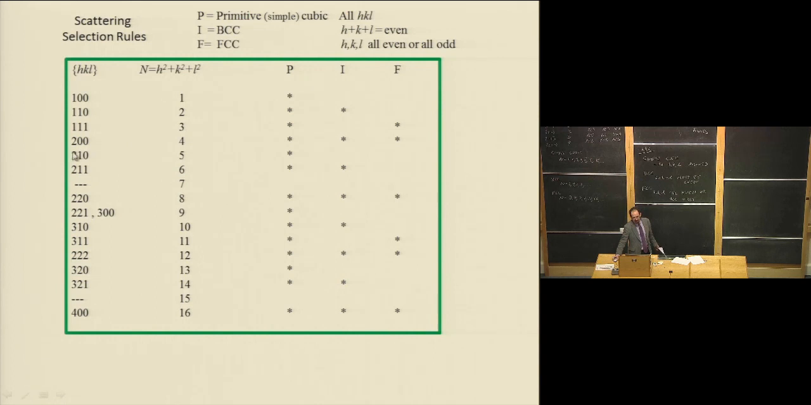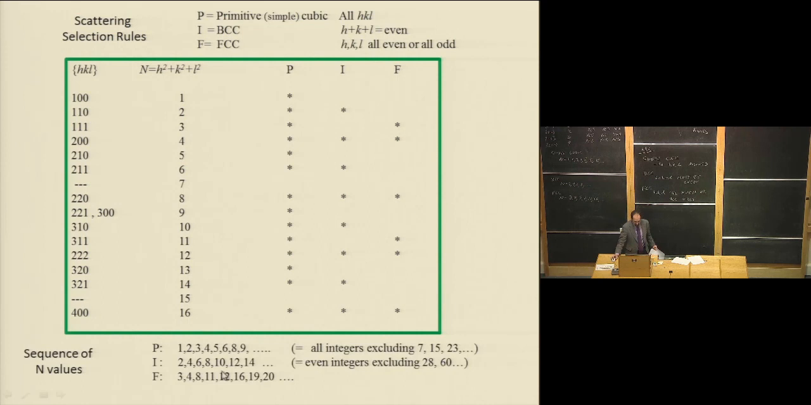The next one that's allowed is 2, 0, 0. Those are all even. That gives you 2 squared plus 0 plus 0 squared is 4. That's allowed. The next one that's allowed is 2, 2, 0, all even. 2 squared plus 2 squared plus 0 squared is 8. The next one that's allowed is 3, 1, 1, all odd. That gives you 11, and so forth. So these are the series that we want to look for. So actually, let's do that for this aluminum data. Oh, and here's the series written out.